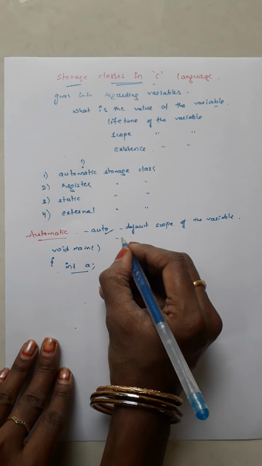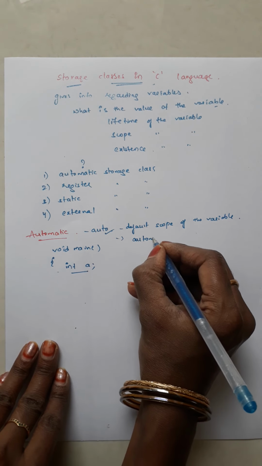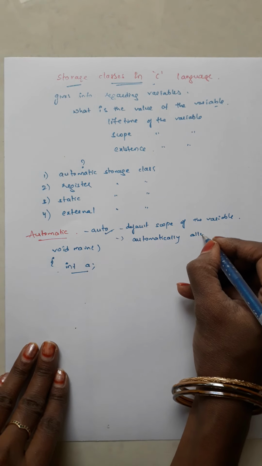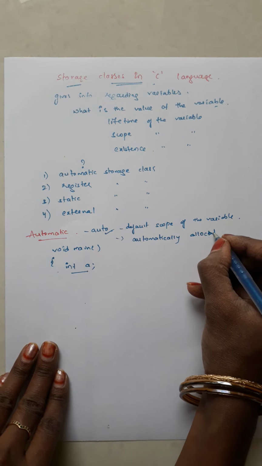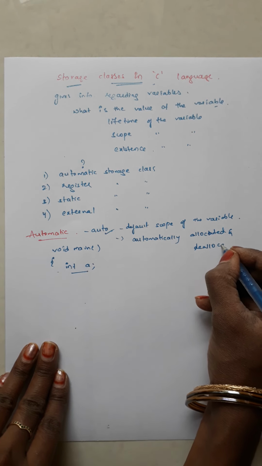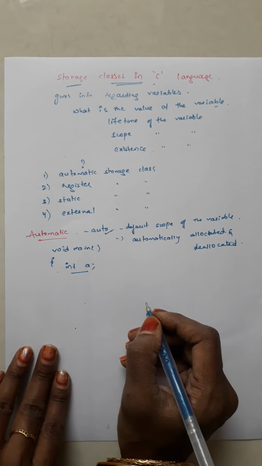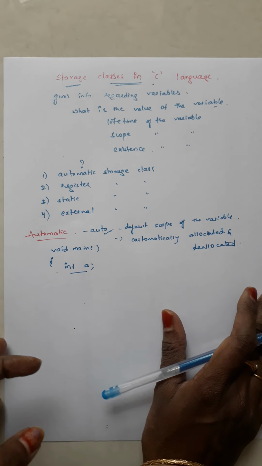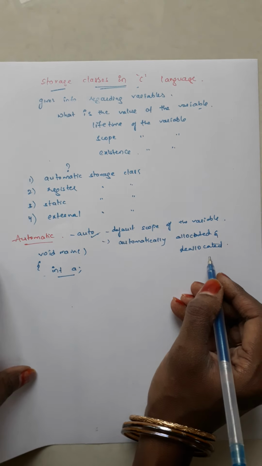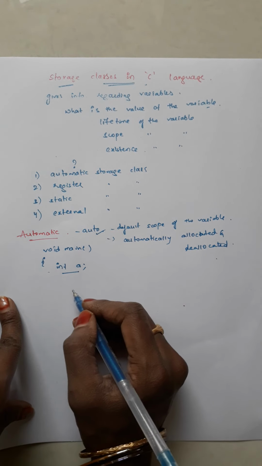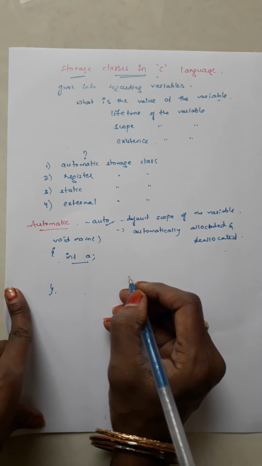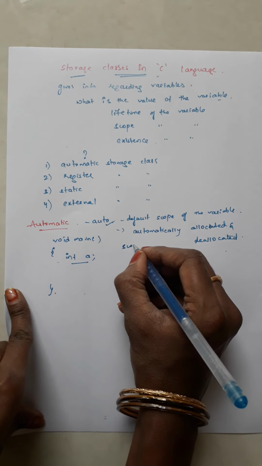Okay, so auto means automatically allocated and automatically deallocated. So what is allocated and deallocated? Automatically memory is allocated and automatically the memory is deallocated. An auto variable is automatically created and automatically destroyed. Okay, that is the scope.